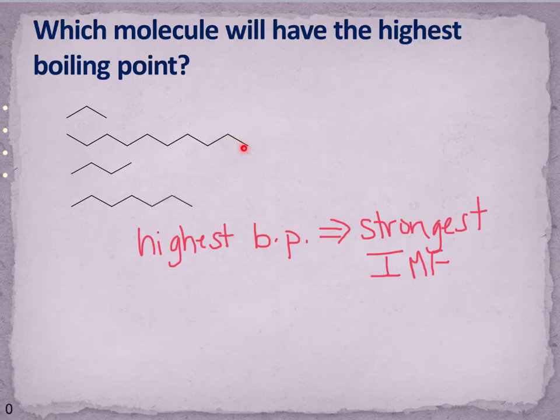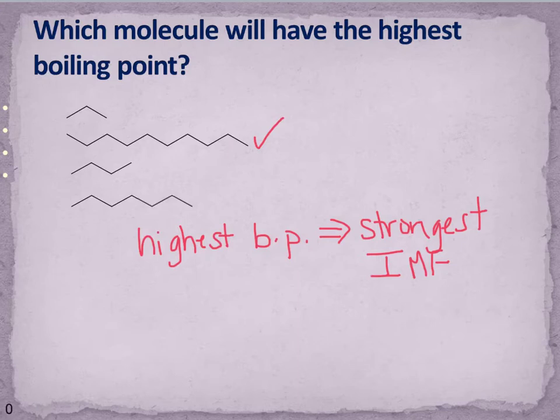We'll look at the difference when we have branched compounds in just a second, but here we're looking at just the chain compounds. And so I look at the biggest one because it has the most atoms, therefore it has the most electrons, so therefore it has the strongest intermolecular forces. So it's going to have the highest boiling point.